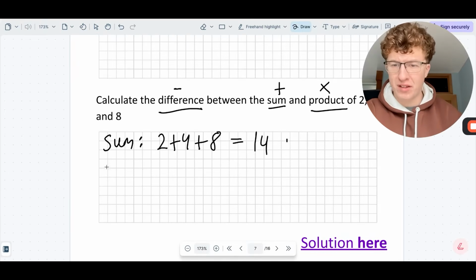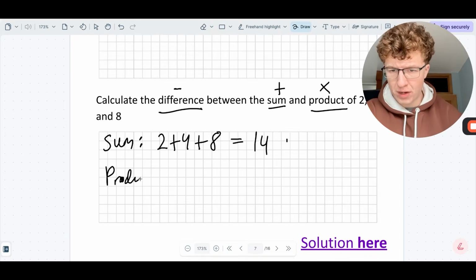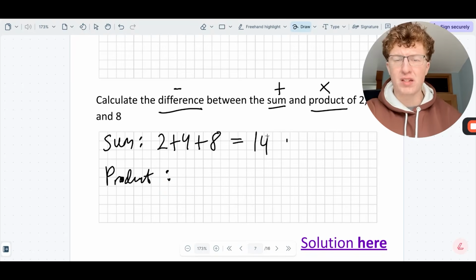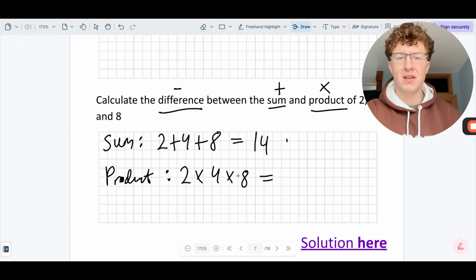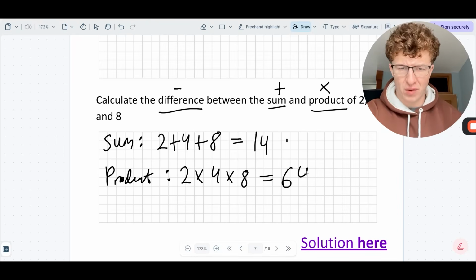Then we're going to get the product. The product of 2, 4, and 8 is going to be 2 times 4 times 8. 2 times 4 is going to be 8, times 8 again is going to be 64.